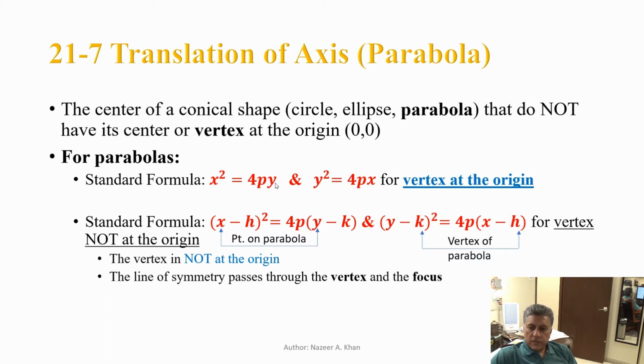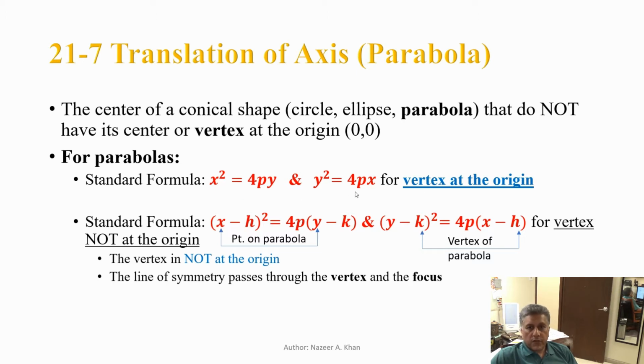Now, when we look at the y and x in here, this means that the line of symmetry is parallel to the y-axis, and this one means the line of symmetry is parallel to the x-axis. It's the non-squared term that tells you which axis the line is parallel to, the x or y-axis. When we look at this, the vertex is at the origin for this type of equation.